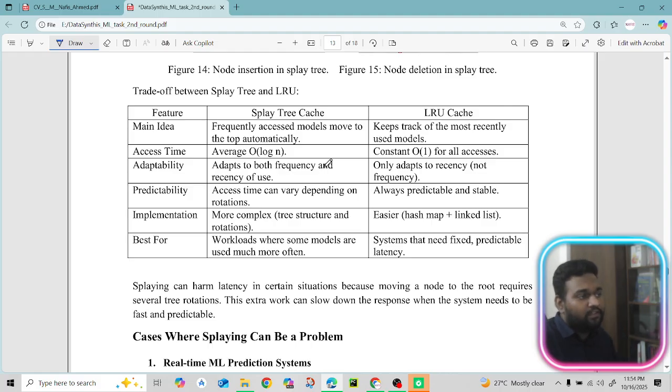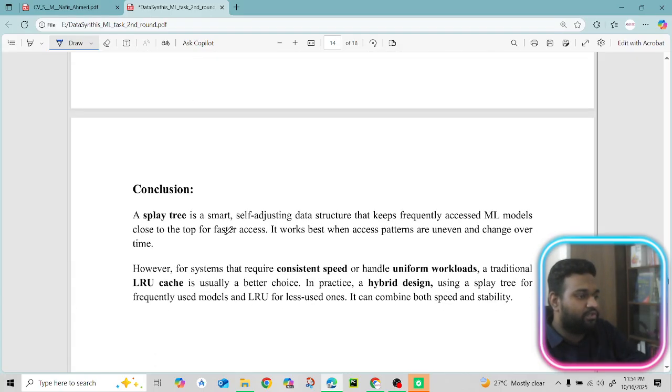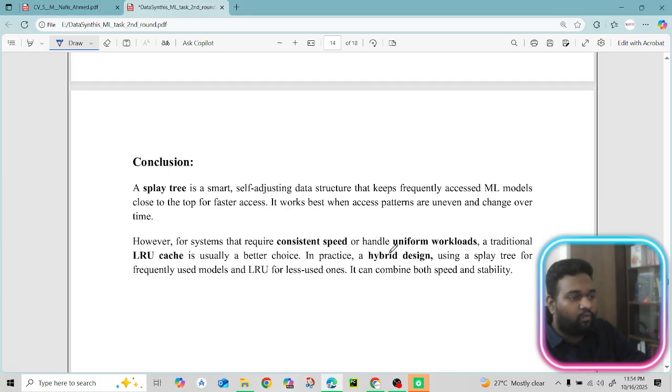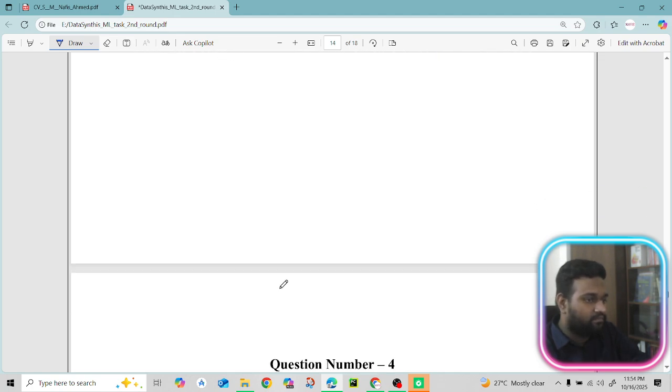So we should use a Splay tree if there are some particular models that are used the most. Then it makes sense to use a Splay tree. So here I have mentioned these things. In conclusion, I have already said that in a uniform workload, a Splay tree doesn't do well, so LRU should be a good choice. But if we use some particular models much more, then Splay is a good option because it will take less time than that.